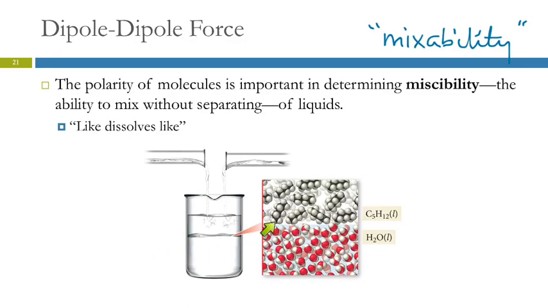Here we have pentane and water. Water is a polar molecule. Pentane, being just carbons and hydrogens, is nonpolar. They do not mix together, just like water and oil do not mix together. So we say that these two are immiscible.